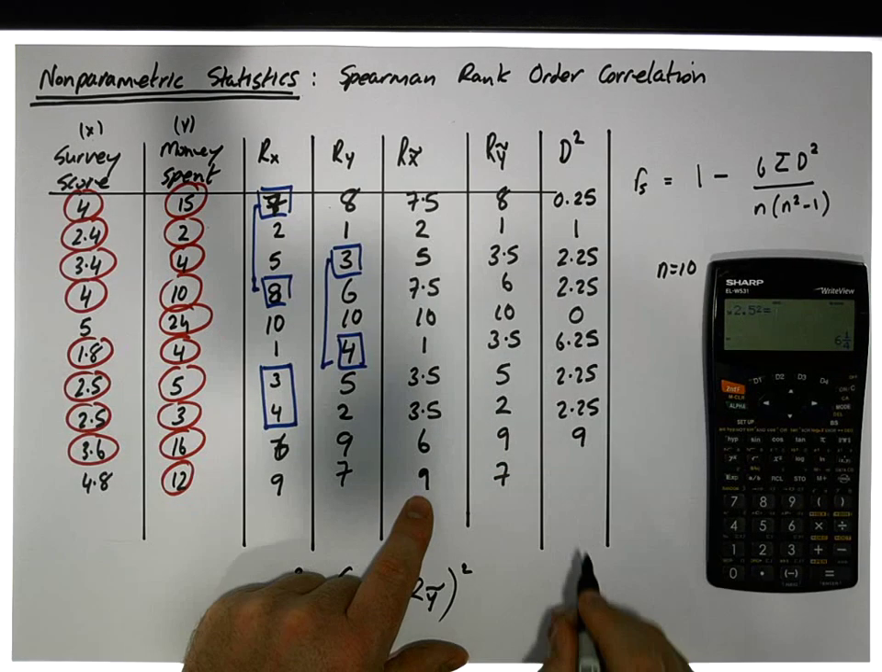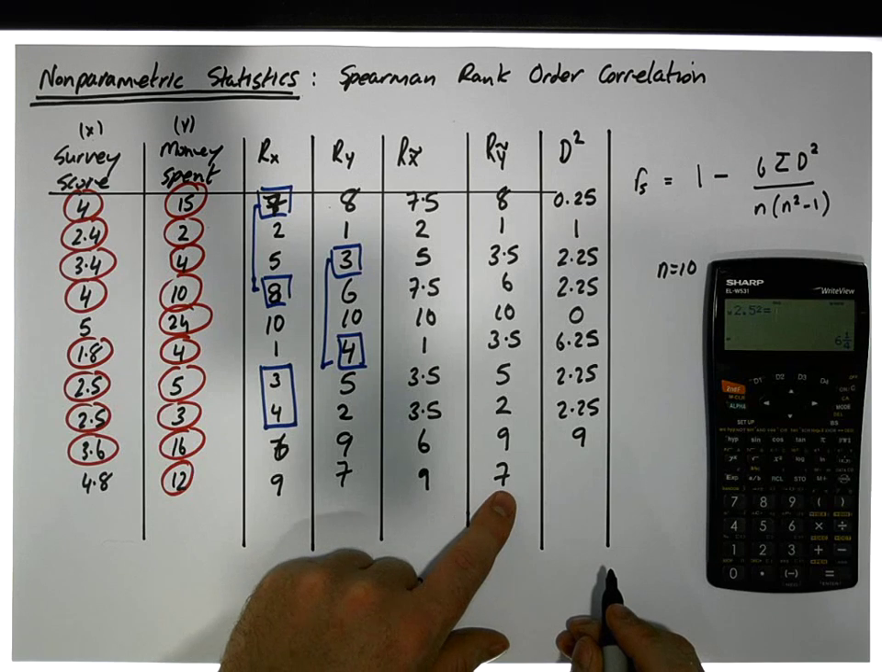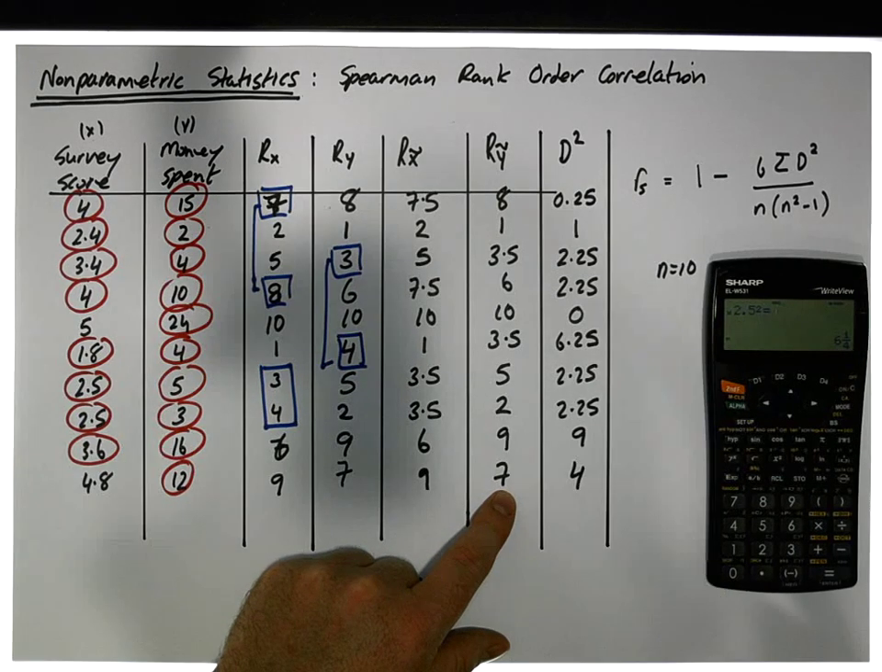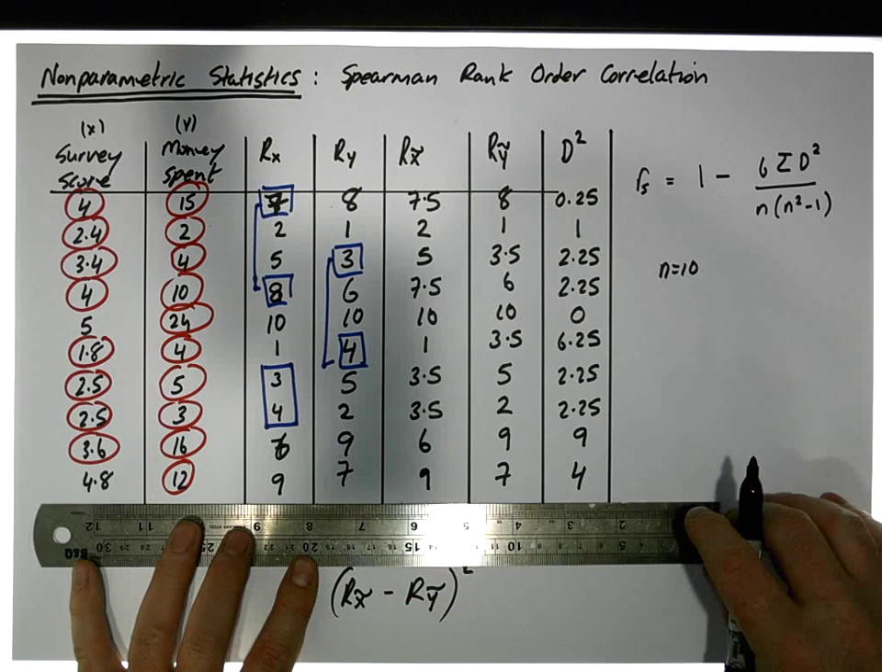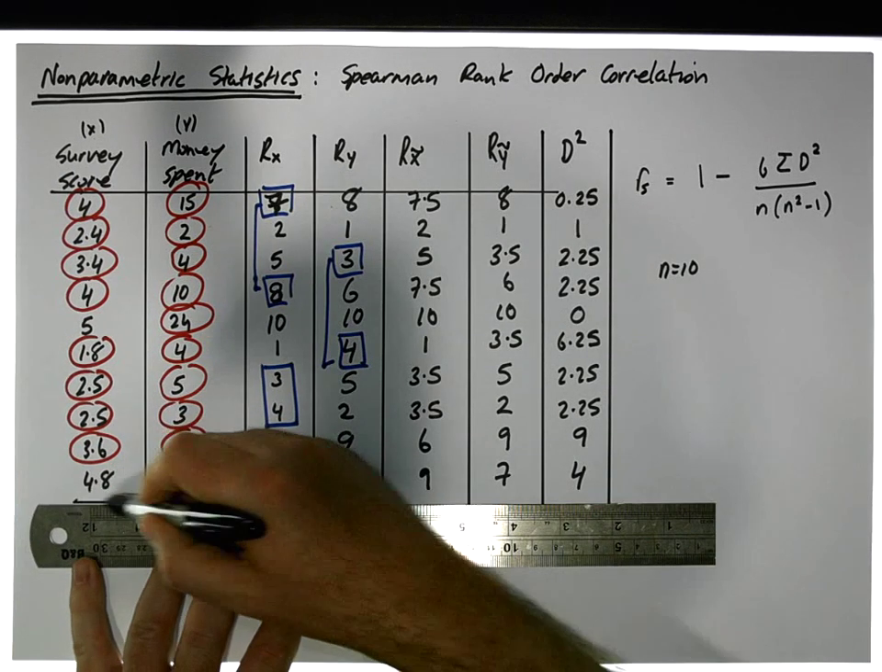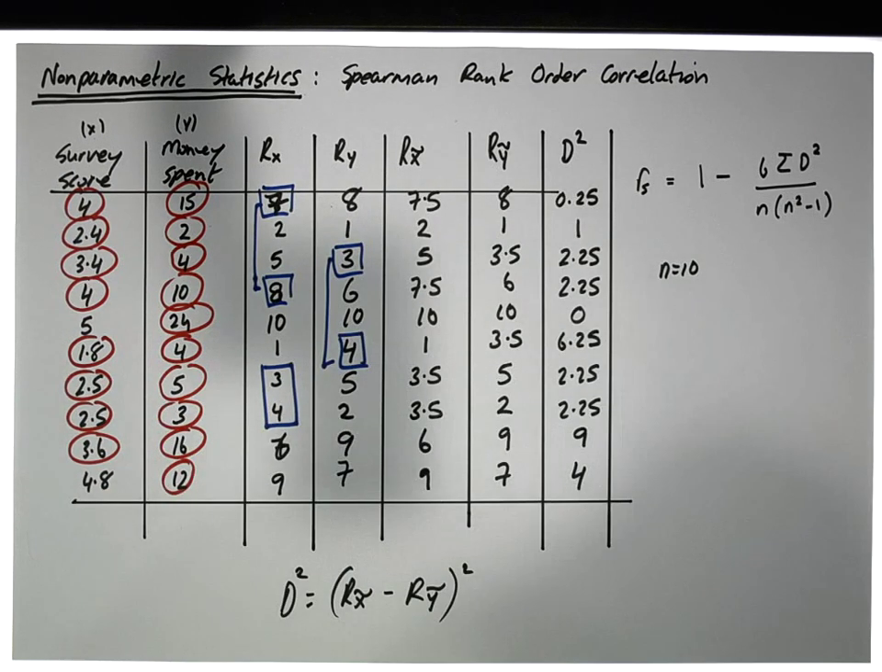And then we have 9 minus 7 gives us 2. 2 squared gives us 4. So they're the squared differences, and what we need to calculate now is the summation of them. So what we're going to do is sum up all these values here.